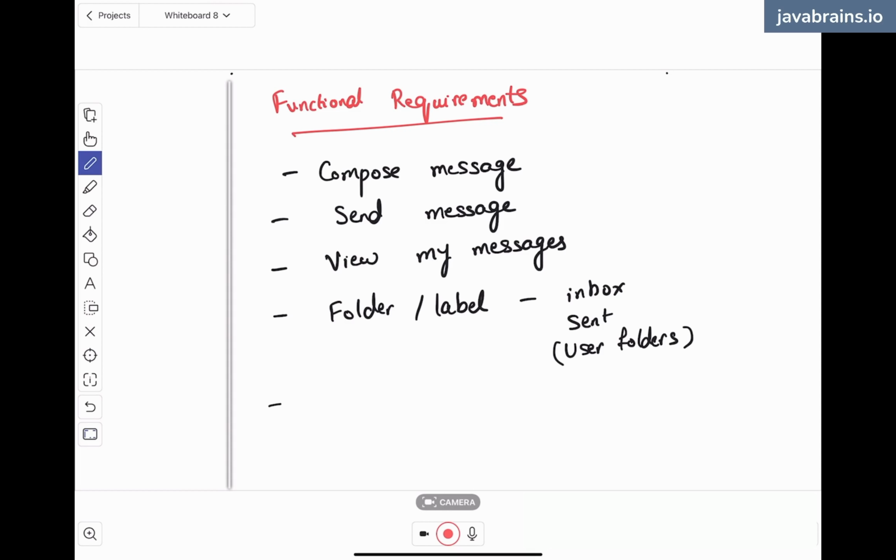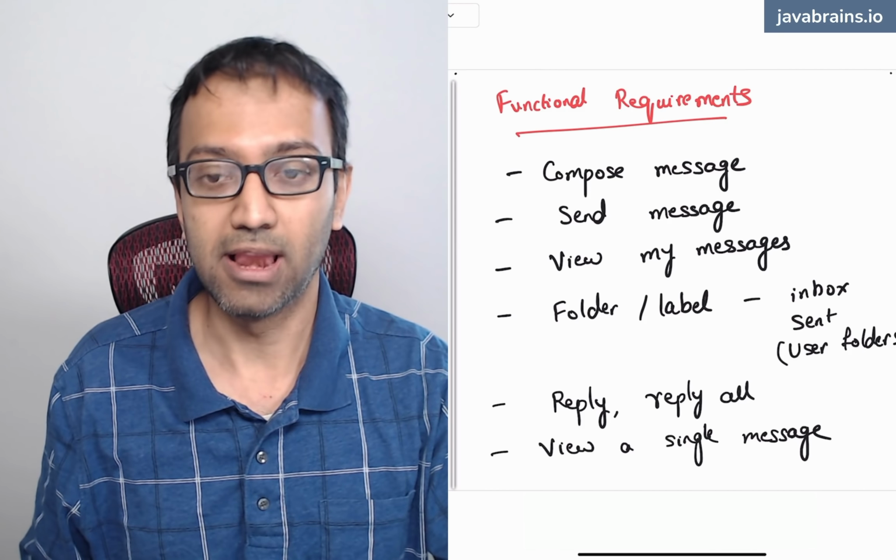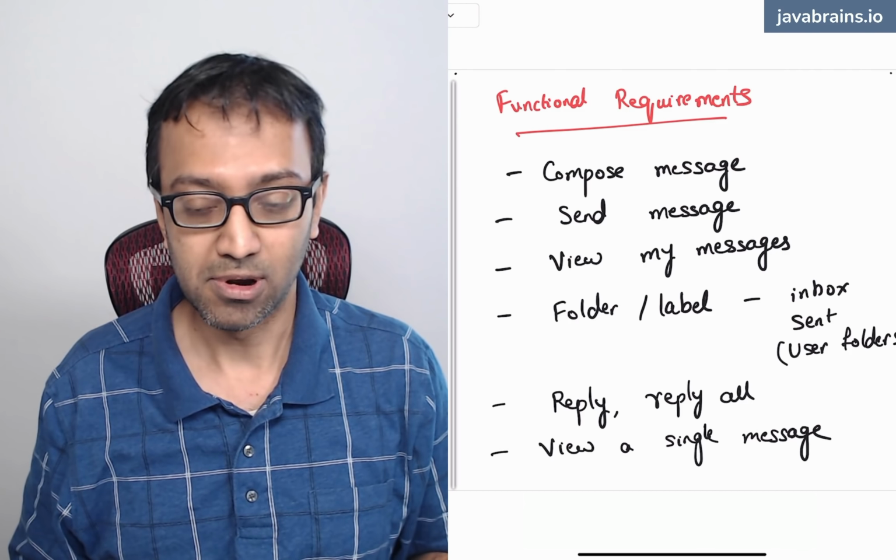And I should also be able to reply all to an email. I should be able to view an email, and that's another thing that we need to add. View a specific message. View a single message. All right. You should be able to view a message, and then you should be able to respond to that message by either using a reply or a reply all. Okay. So these are some high-level functionality that I want to build in.